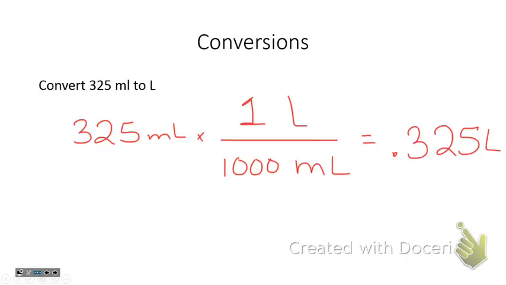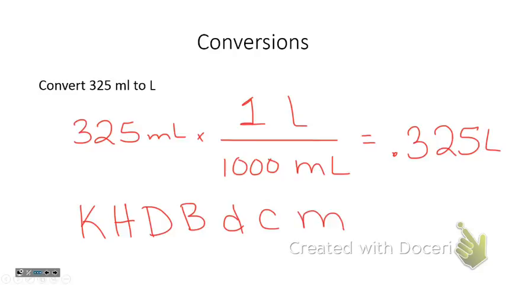If you want to know how to convert between all those different units, there's a fun way to remember it. It's King Henry died by drinking chocolate milk. You may have heard this before. It's just a fun way to remember these prefixes here. B is going to be your base unit. K is kilo, H is hecta, D is deca, and then you have deci, centi, and milli. So your base unit will probably be, I don't know, meters, liters, or grams.